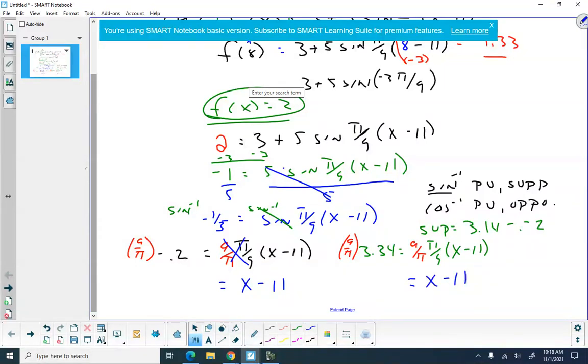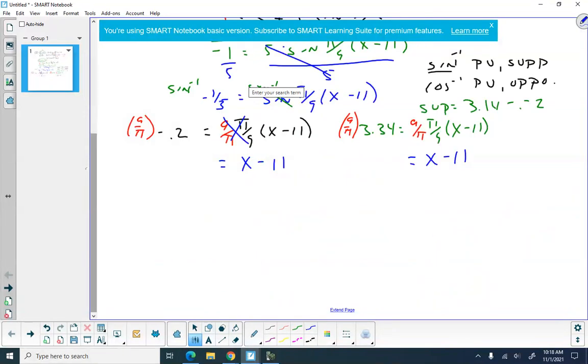Now, when you're dealing with the inverse sine, if you want to just work one all the way through, take your 9, multiply by negative 0.2, divided by pi, get your value. Then my last step is I have subtraction by 11. I can add 11 to both sides. So you can just add the 11 there to both sides. That would be fine. And then take your 3.34, multiply by 9, divide by pi.